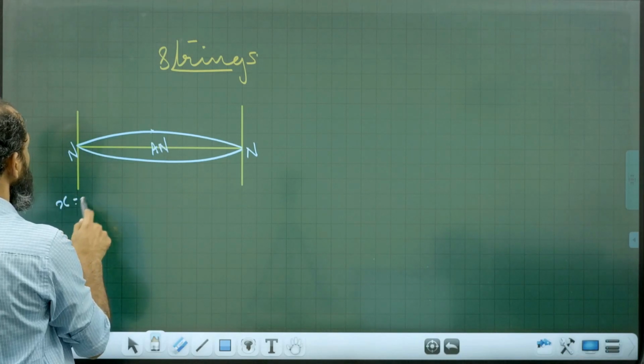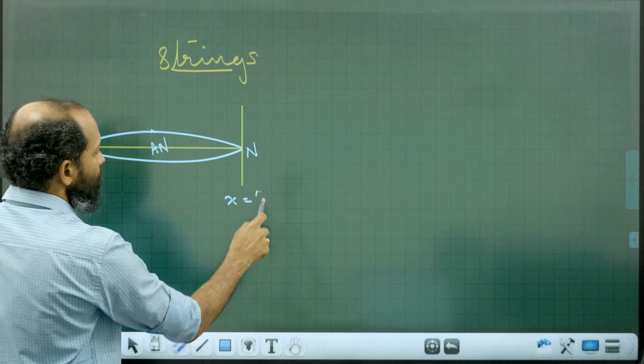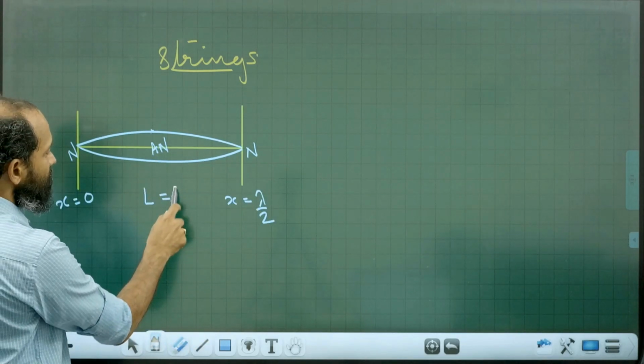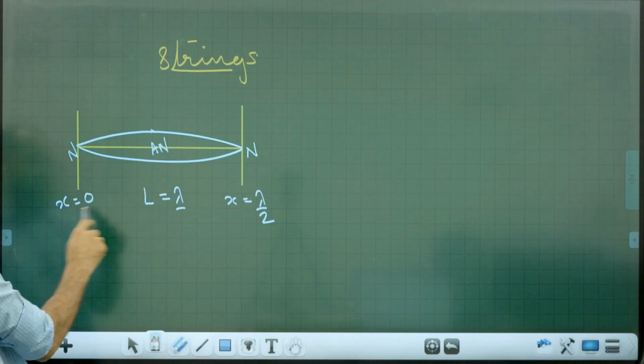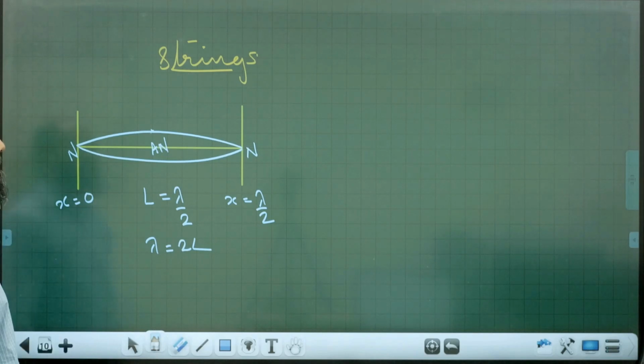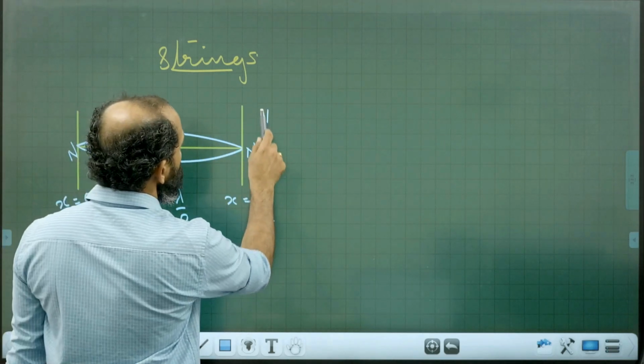The first node may be at x equal to 0, let that be the origin. Now x equal to lambda by 2 is the next node, and L, the length of the string, is equal to lambda by 2 minus 0. So L is equal to lambda by 2, so lambda equals 2L. Now the string vibrates in only one segment, and that is called the first harmonic.